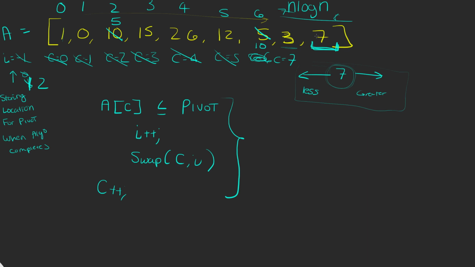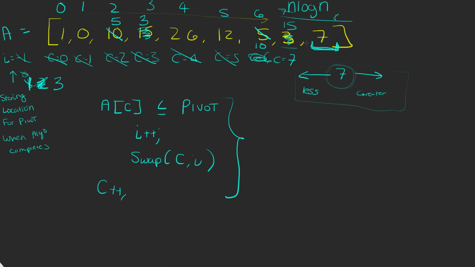Okay, well 3 is less than 7, so we do the same thing. I is now 3, and we swap I and C. Well, C is 7, I was 3, so now this turns into 3, and this turns into 15. Well, now our current value has hit the pivot, and we only do this up until we hit the pivot.